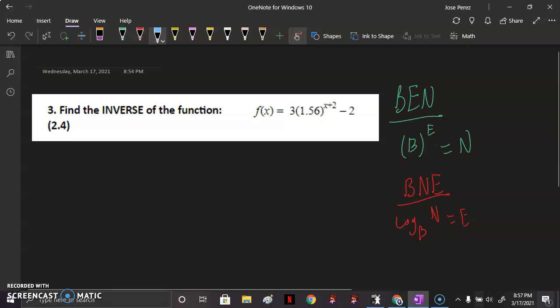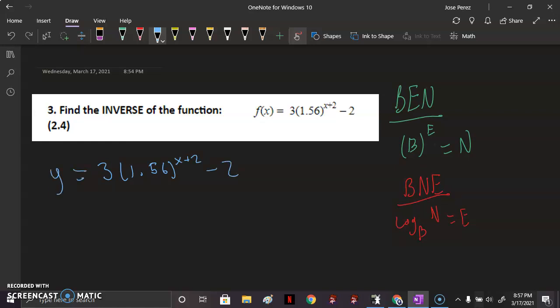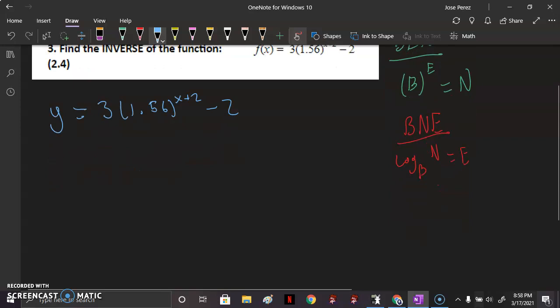So I will write the inverse of the function right here, and we will do 3(1.56)^(x+2) - 2. And I forgot to mention the y equals and the inverse. What is the first step that we have to do? Well, the first step is to swap the x and y. So that's what we're going to do.